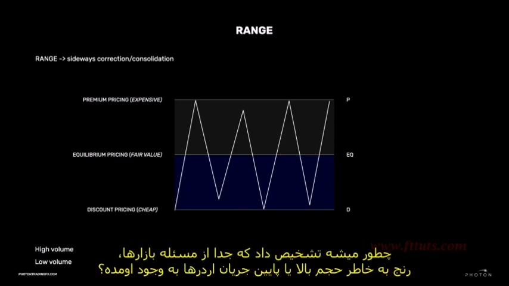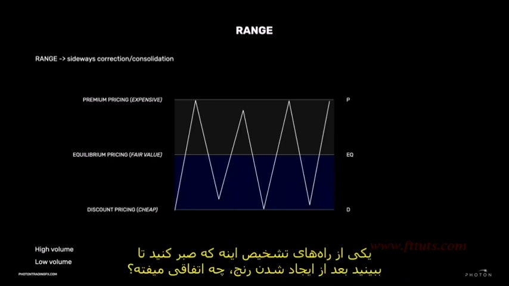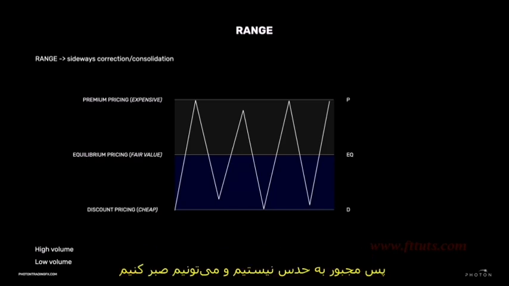But aside from session timing, how can we tell if a particular range is caused by high or low volume order flow, if ranges are created by both of them? Well, the easiest way to determine which environment you are dealing with is by waiting to see what happens after the range is created. So we don't have to guess, we just wait.